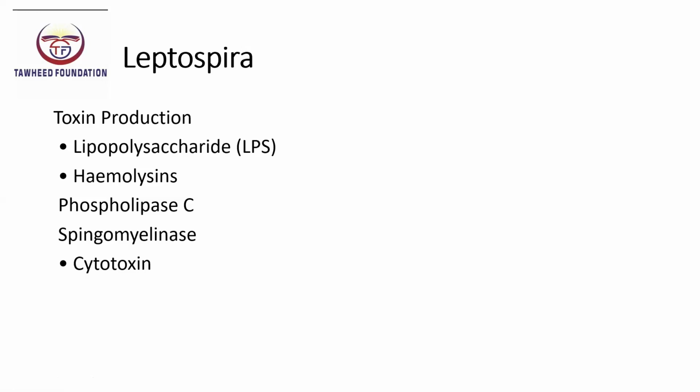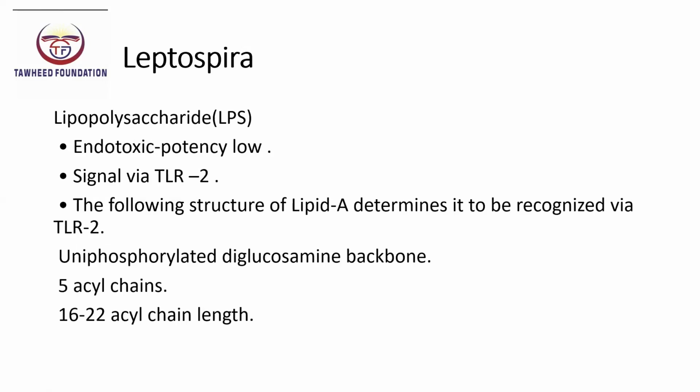For example, long chain fatty acid can insert into host membranes, disrupting their integrity and causing cell lysis. So, lipopolysaccharides. Here, as you can see, Leptospira are primarily zoonotic pathogens in their natural reservoir hosts, such as rodents and domestic animals. Infections are asymptomatic. So for lipopolysaccharide, it is endotoxic and its potency is very low. It will signal via TLR2.